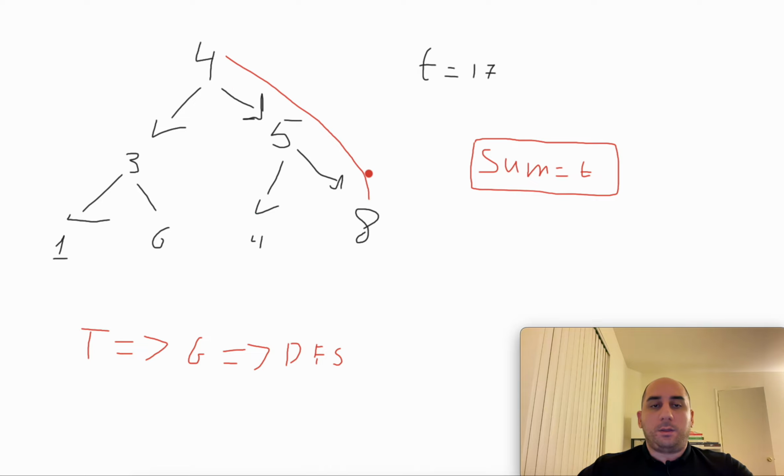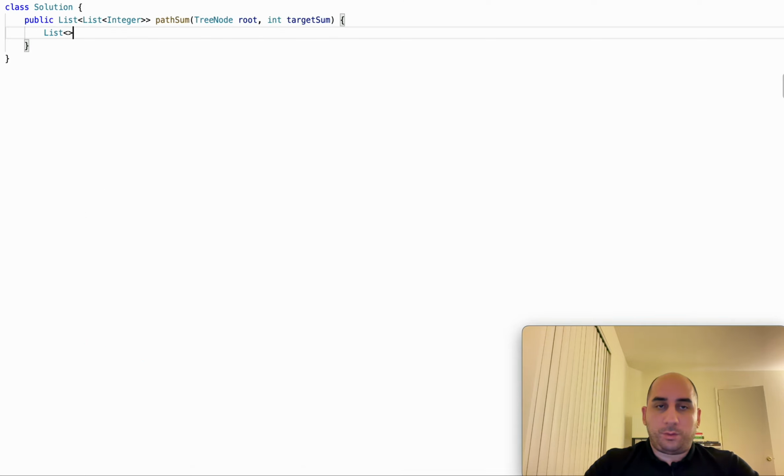That's it. Let's put this solution into code. First, we need to create a list of lists that will contain our result, which we are going to return. Let's just call it result, and let's initialize it. It's an ArrayList.